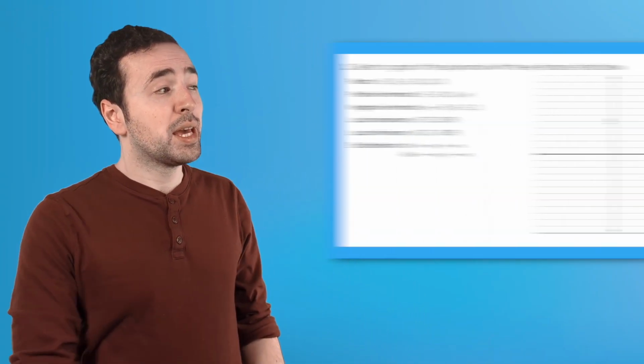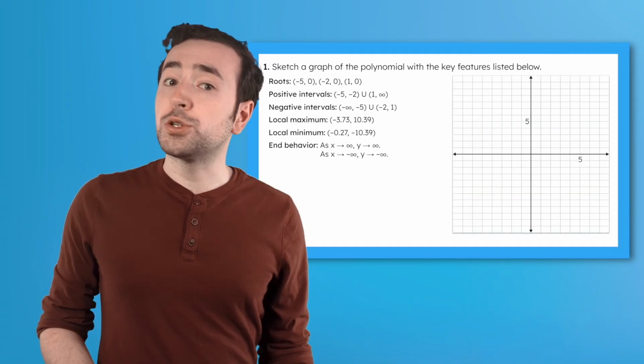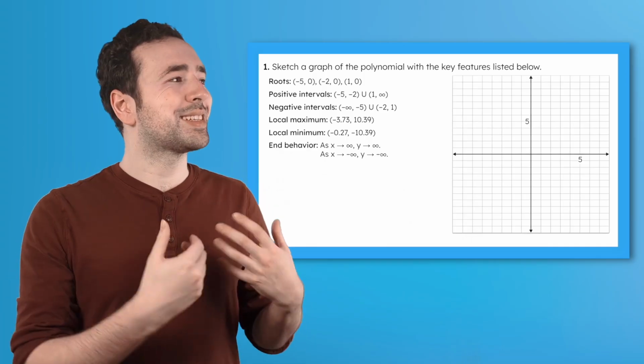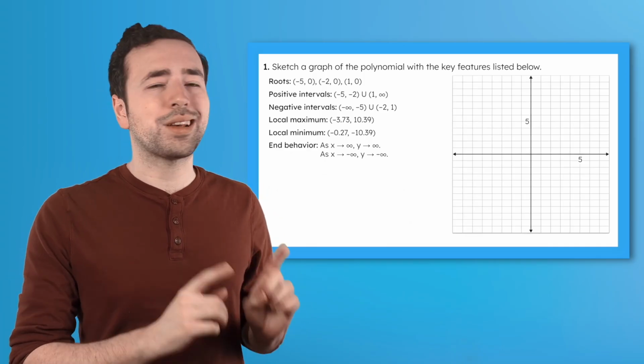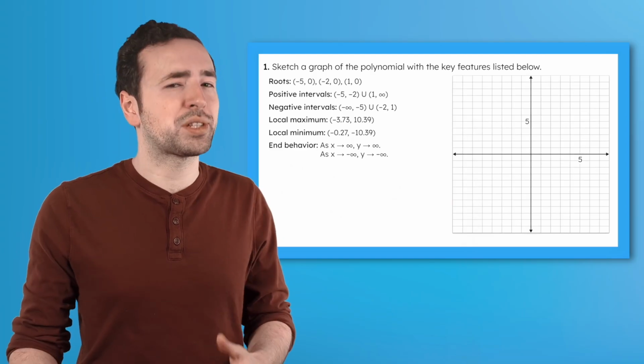Welcome back. Today we're using the key features of polynomial graphs to sketch some graphs ourselves. Let's jump right into example 1. In this problem, we're given all the key features for a polynomial, and we're asked to sketch the function on the graph. If you're feeling up for it, pause the video now and try this on your own first. If not, you could just stick with me.